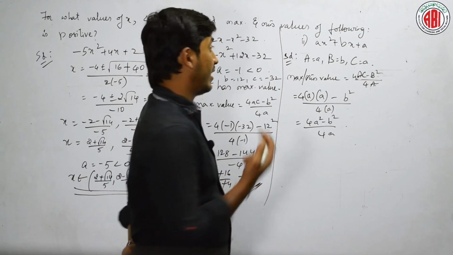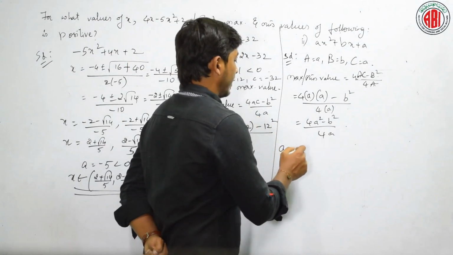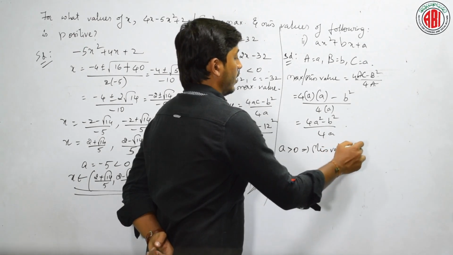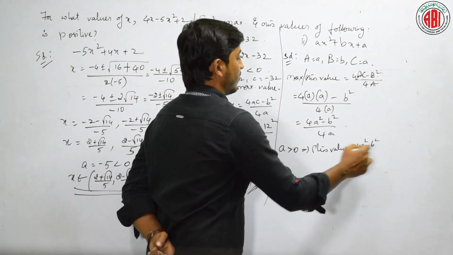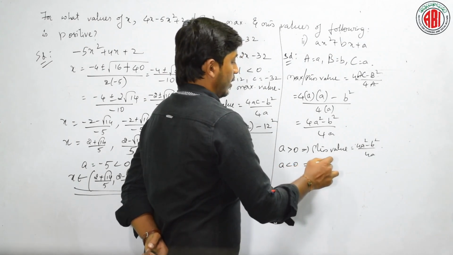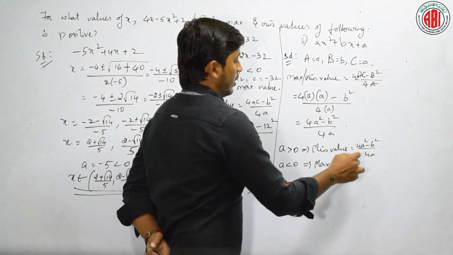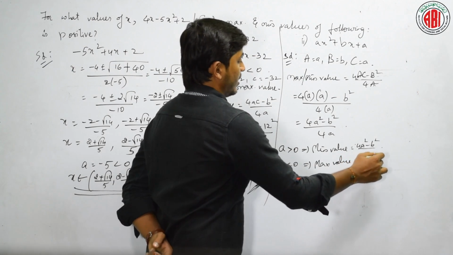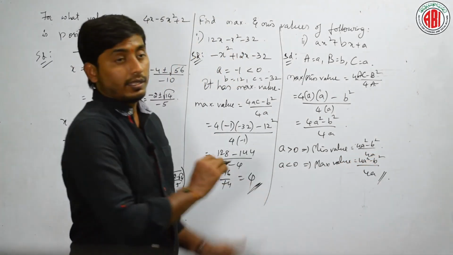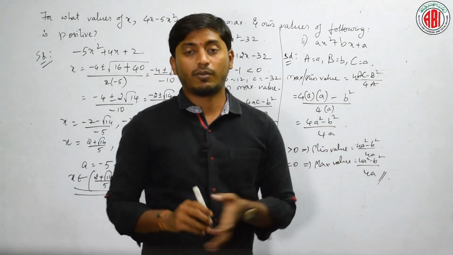Then when can you say it as minimum? If a is greater than 0, min value is 4a square minus b square by 4a. If a is less than 0, max value is 4a square minus b square by 4a. Clear? Is it okay till now? Shall we move to the next problem?